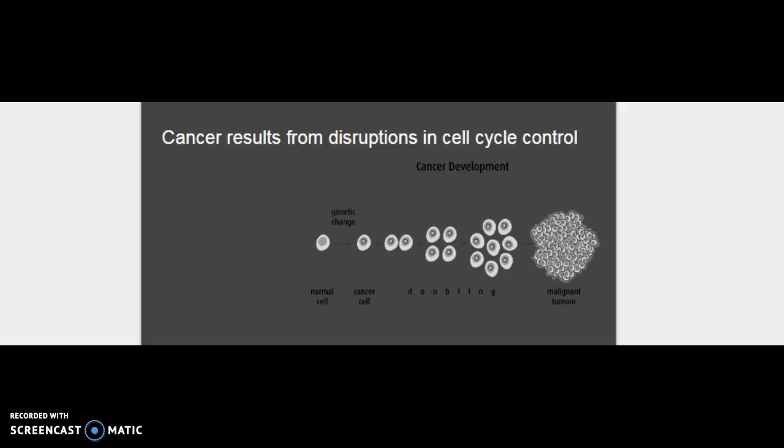Scientists are learning more about cancer cells and how they can be controlled and treated by observing how normal cells function.